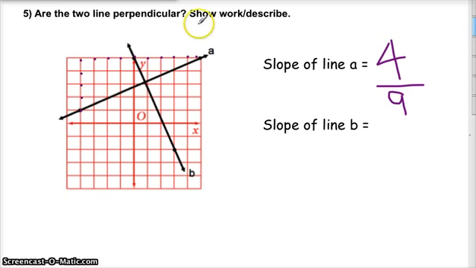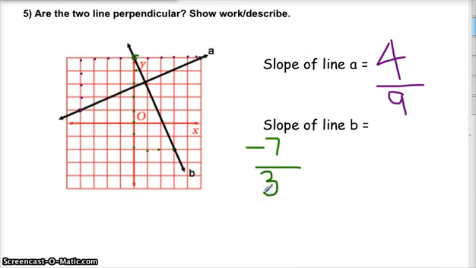Let me change colors for the slope of line B. I'm going to start up here, if you see my green dot, and I'm going to rise. In this particular case, because I'm rising down, it's a negative. So down 1, 2, 3, 4, 5, 6, 7. And I'm going to run 1, 2, 3.